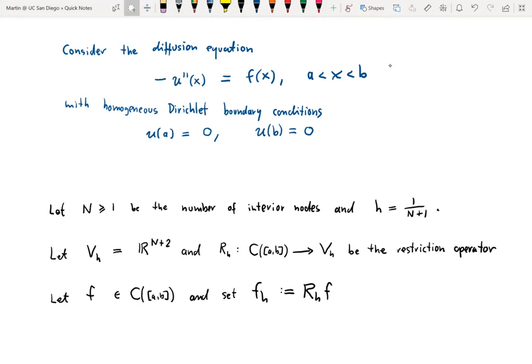Okay, we've got a right-hand side f of the original diffusion equation, and then we let f_h be the sampling of f along the nodal points. f_h equals R_h f. We just take f and take the values of f at the nodal points and put this into a vector of size n plus 2, and that is f_h. Okay, now we can set up the finite difference method.